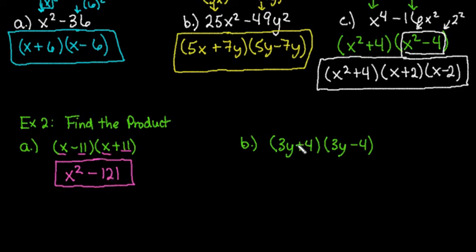And for this last one, we would do 3y times 3y, which is 9y squared. Because these are opposite signs, the negative 12y and the positive 12y would cancel out, so we just don't need them. So all we have to write is 9y squared minus 16, because 4 times negative 4 is negative 16.